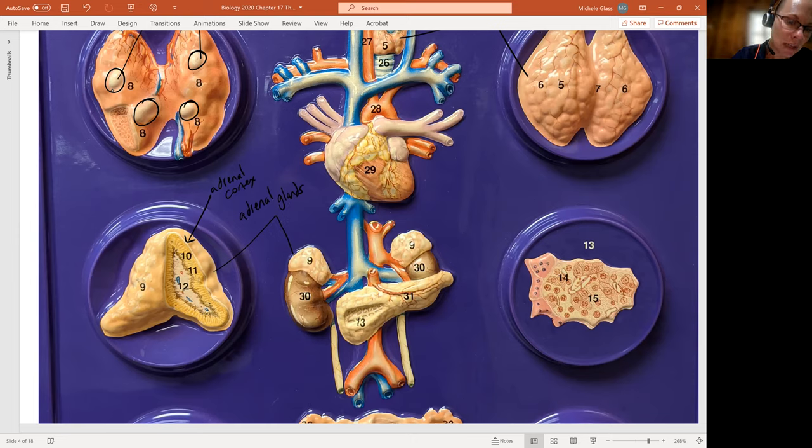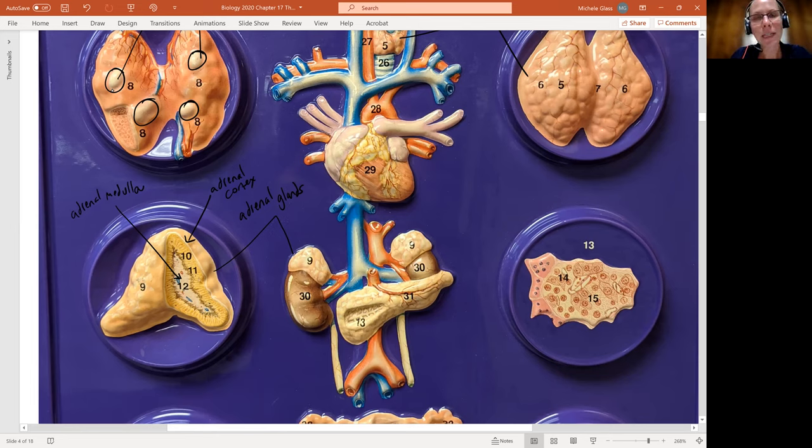And then when we look at the tissue on the very inside, we've actually already named this tissue: the adrenal medulla. We've already talked about this in the sympathetic division, releasing both epinephrine and norepinephrine.